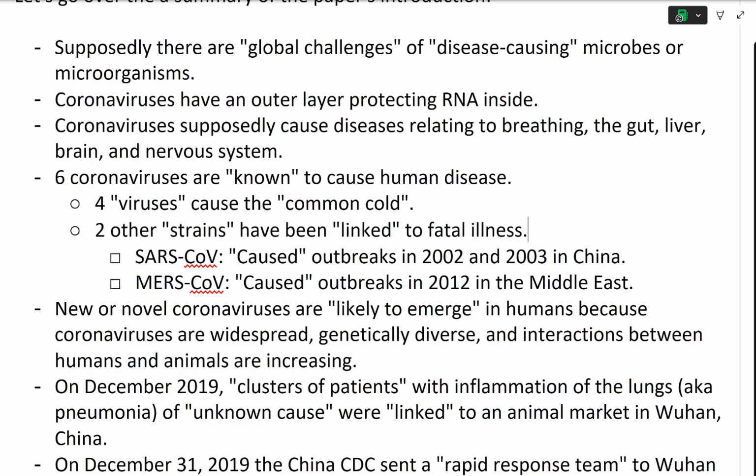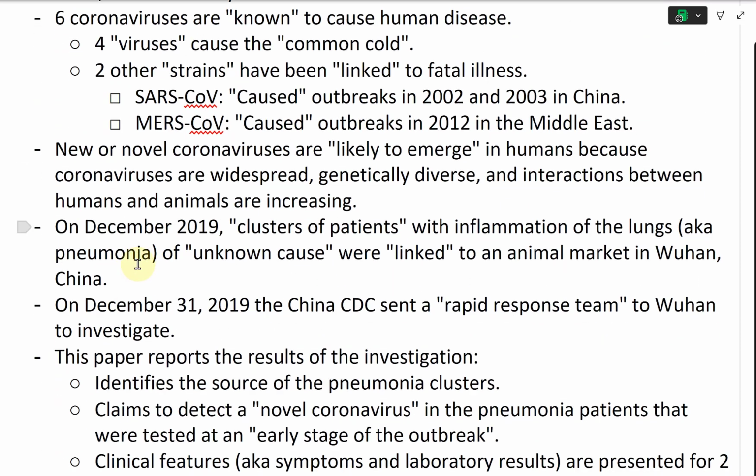And this is the SARS-CoV or CoV1, which caused outbreaks in 2002 and 2003 in China. And the MERS-CoV, quote, caused outbreaks in 2012 in the Middle East. And new or novel coronaviruses are, quote, likely to emerge in humans because coronaviruses are widespread, genetically diverse, and interactions between humans and animals are increasing.